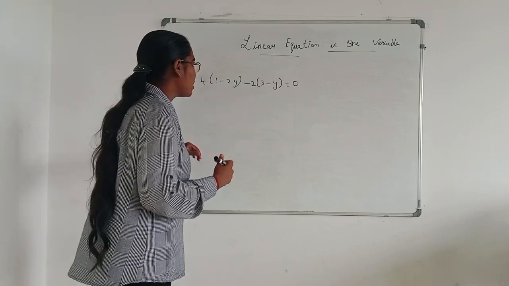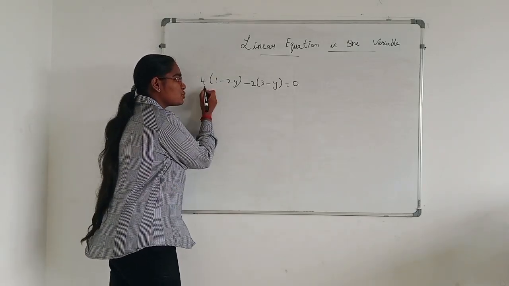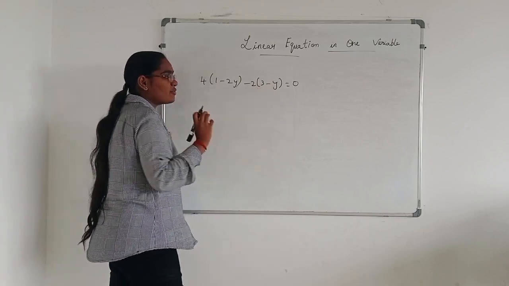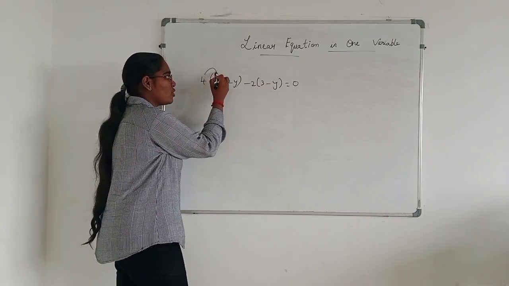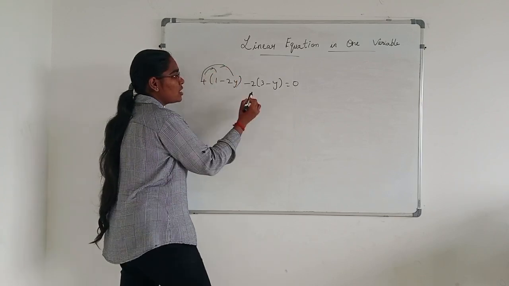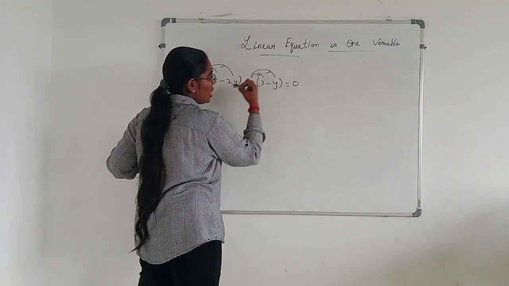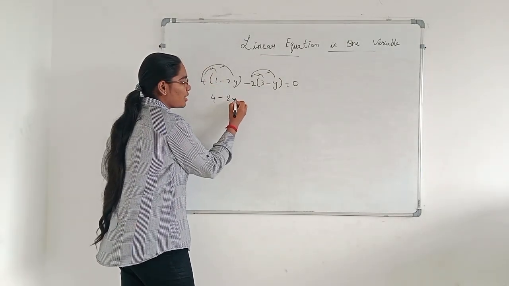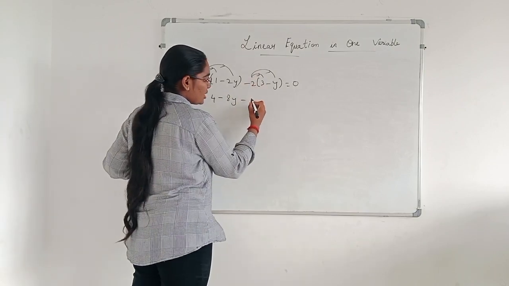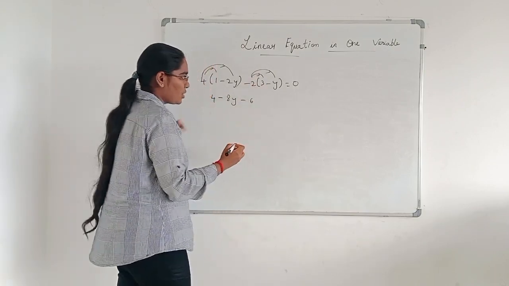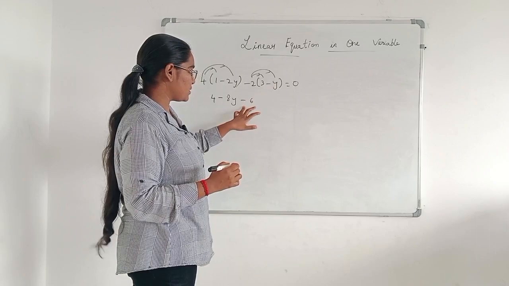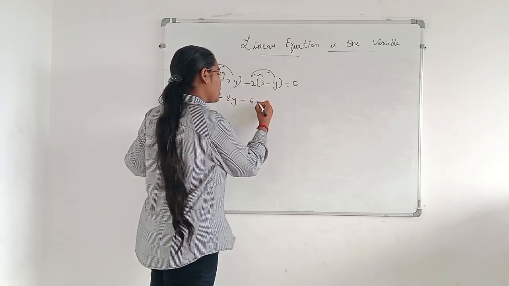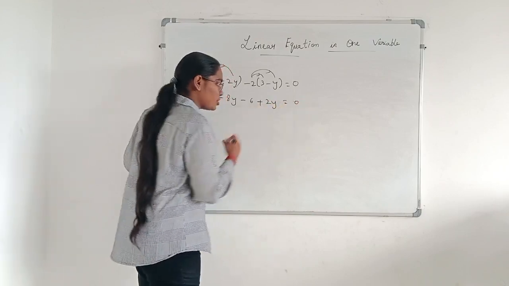Now in this problem, the first step: these two terms are in product. Next, these two are in product. So first we have to multiply this 4 with this one and this 4 with this one, and this 2 with this one and this 2 with this one. Am I right? So 4 into 1, 4, minus 4 2s are 8y, minus 2 3s are 6, minus 2 into 3, minus 6, minus 2 into minus y, minus minus plus 2y equal to 0.